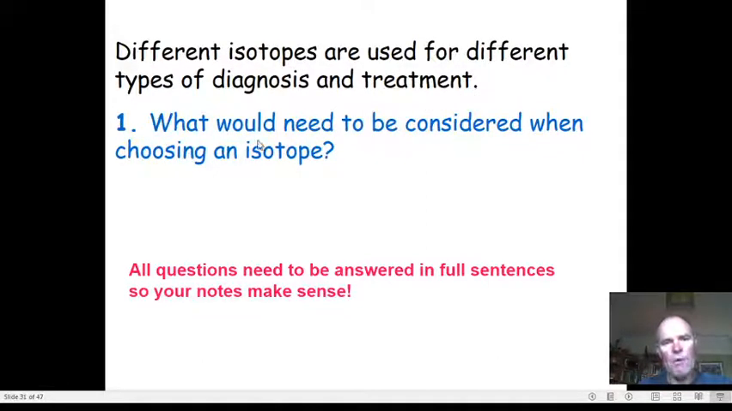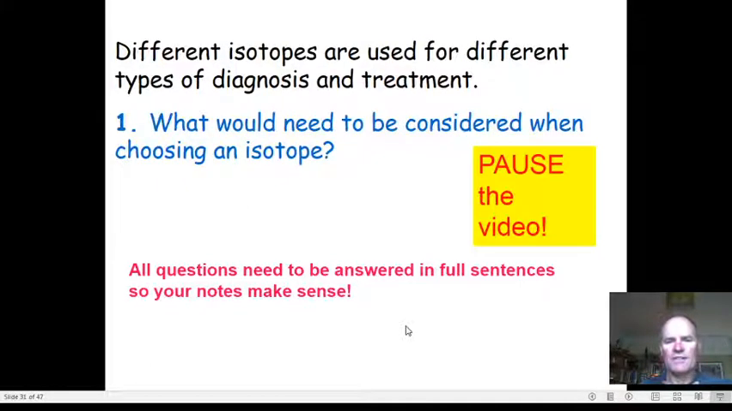What would need to be considered when you choose an isotope for some kind of diagnosis or treatment? Answer in full sentences. Pause the video and write down what you think would be a decent response, probably a 2 marker, for what would need to be considered when choosing an isotope for use as a tracer, which is going to be put inside the body. Pause the video and we'll come back when you're ready.